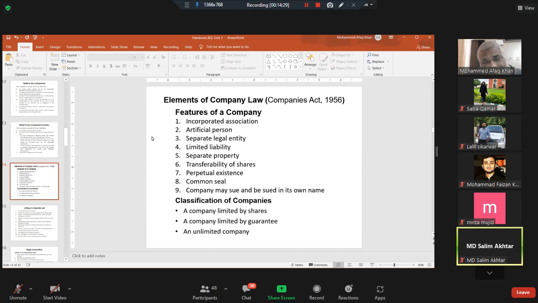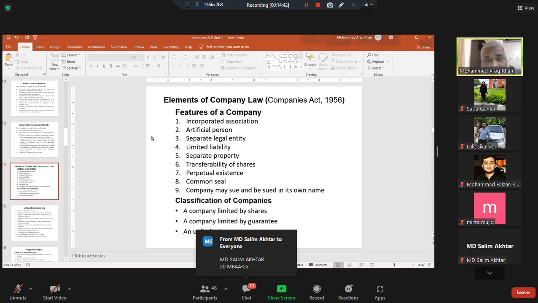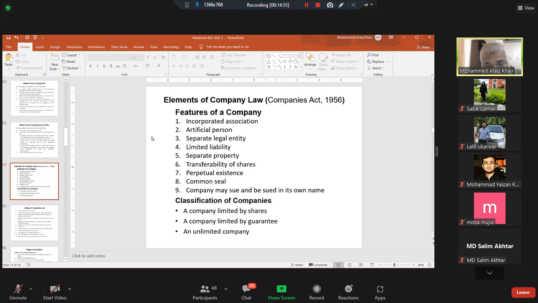Then limited liability. Now, the promoters or the members of the company have different types of liabilities. For example, if you take the classification of the companies, company limited by shares, or by guarantee, or unlimited company. In a company limited by shares, the shareholders have a limited liability up to the paid up value of the shares. If the shares are fully paid by the shareholders, then their liability to the debts that the company owes is zero.